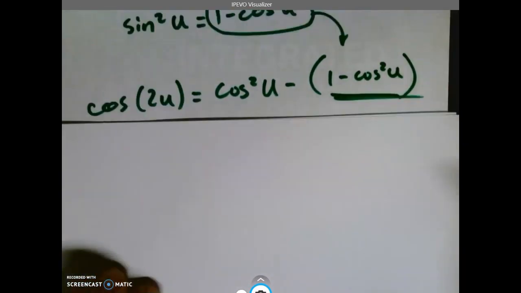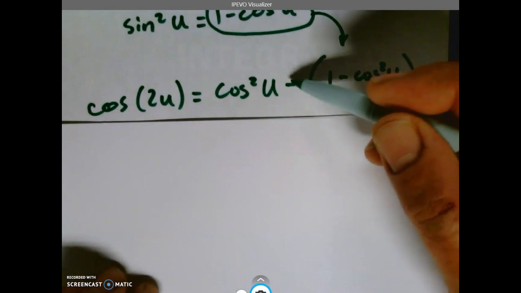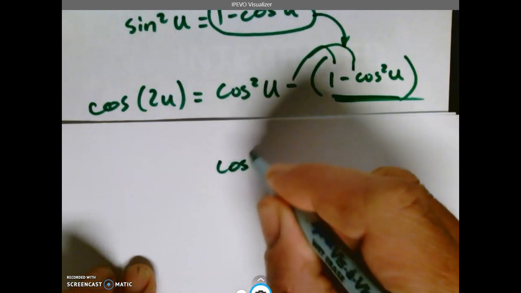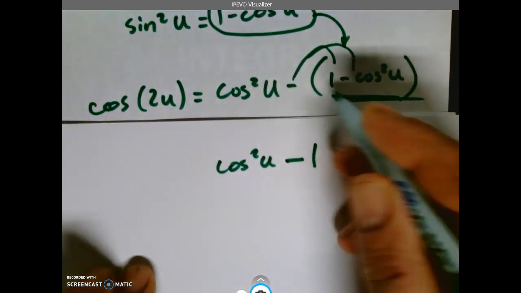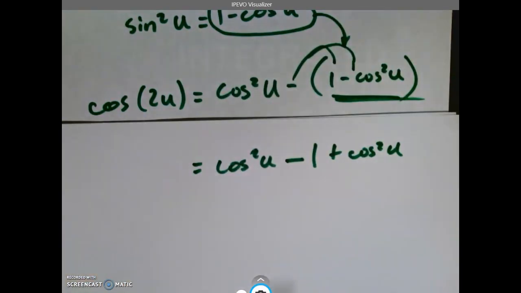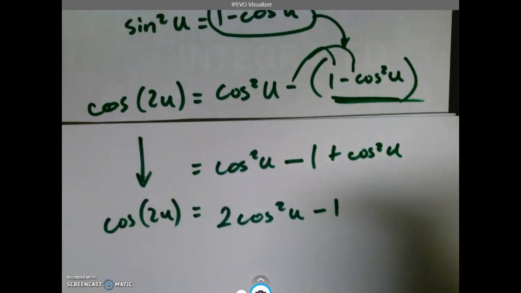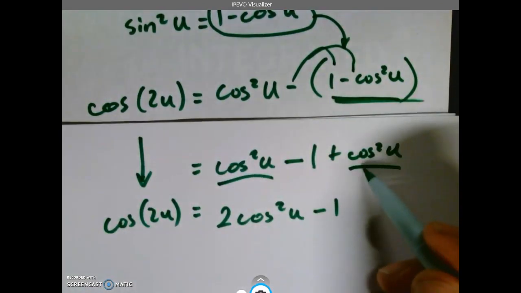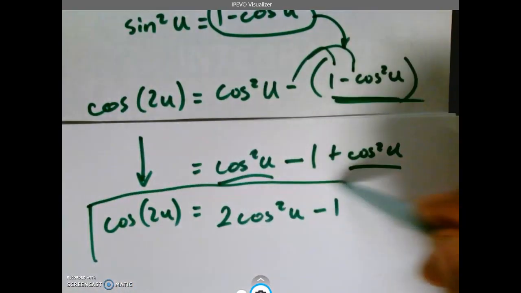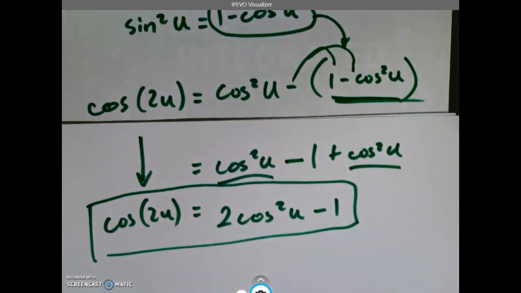Okay, so we're just pushing around a lot of algebra here. And so the minus goes to this one and to this one. So you get cosine squared u minus 1, and then a minus minus becomes plus cosine squared u, which becomes 2 cosine squared u minus 1. We took this one and this one. They're both the same, and we have two of them. And that is now your new formula for cosine of 2u. Okay, so that's another way to write cosine of 2u.